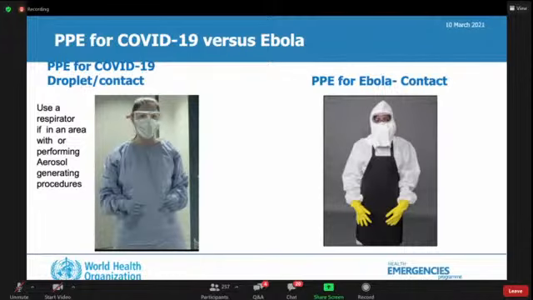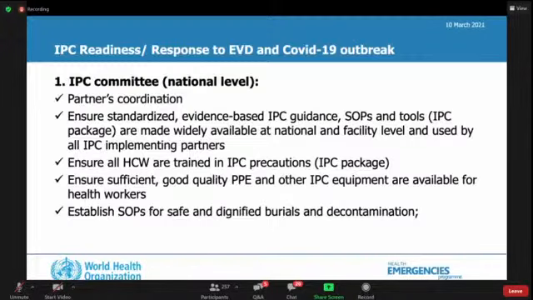I'm going to try to give a little bit of how we can quickly organize a response to EVD and COVID-19 at national level to make sure that these precautions that we are suggesting are being applied efficiently at all levels of the health system. The first thing that we need, if you are a manager at country level, is to make sure that there is an IPC committee at national level. This IPC committee meets and is responsible for coordinating partners that are implementing IPC in the country.